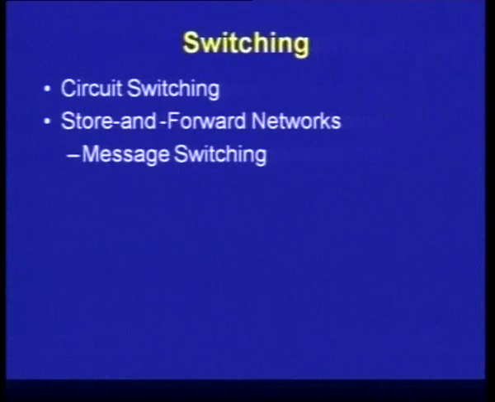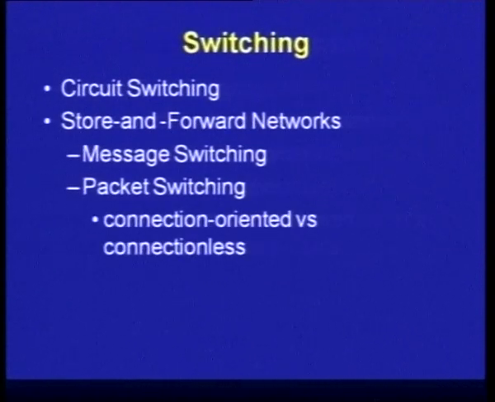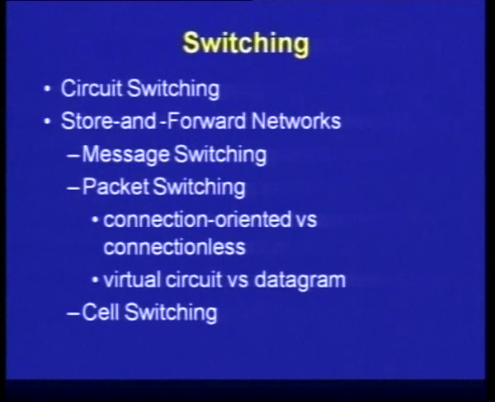Store and forward networks are a different class of networks. Here we use something called message switching, packet switching, or cell switching. A message, a packet or a cell, which is a smaller kind of packet, is sent from one switch to another switch. It is stored at that switch and then forwarded over to the next network. In packet switching, of course, we have further divisions. We can have a connection oriented or a connectionless approach.